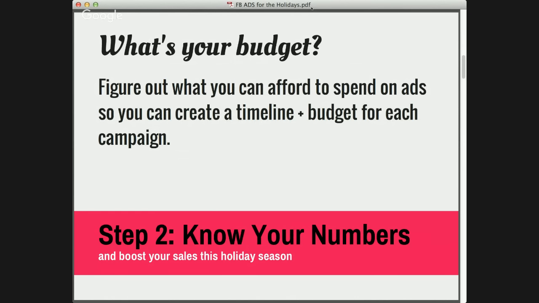So you want to take a look at your calendar. You want to pull up your budget. So if you've got $300 a month to spend, or $3,000 a month to spend, figure out where you want to spend your money, and what events and what promotions are going to be the most effective for you.